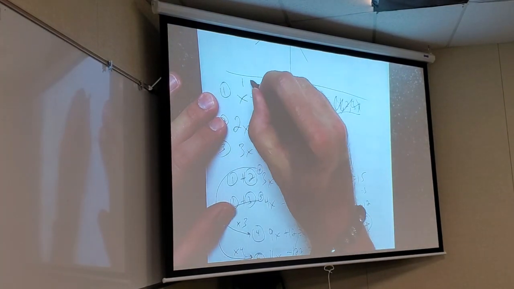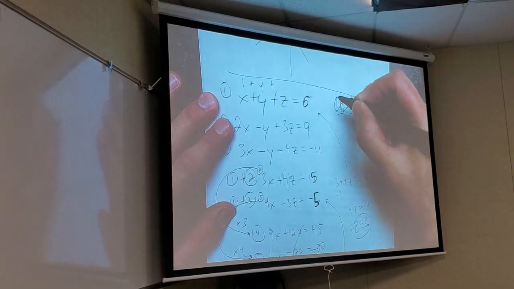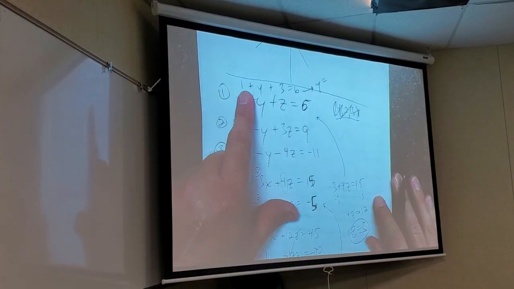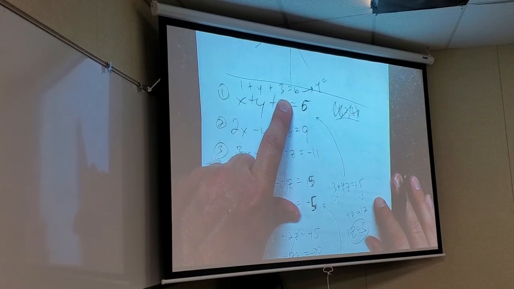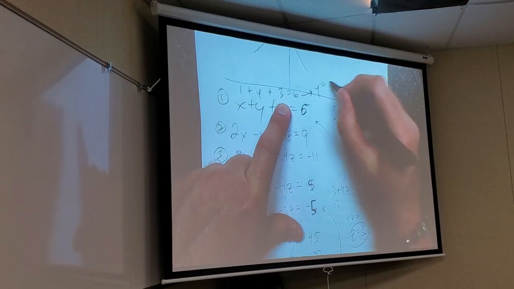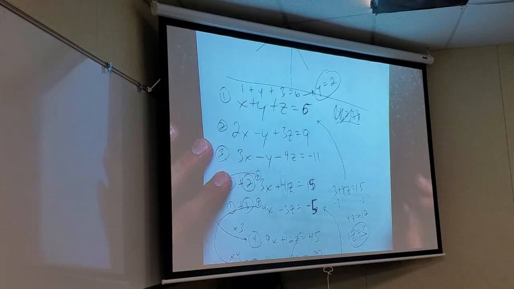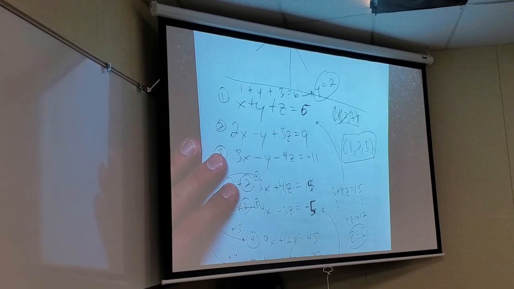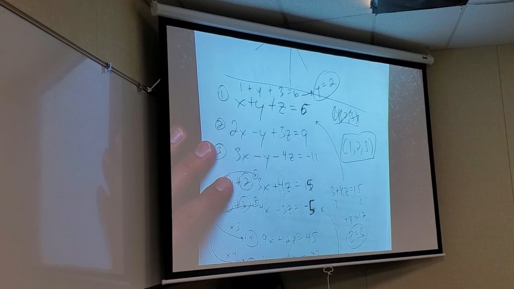And now that I have x and z, I could fall all the way back. X is 1. Z is 3. So that means y is 2. Kick ass. 1, 2, 3, like it's supposed to be. All right.